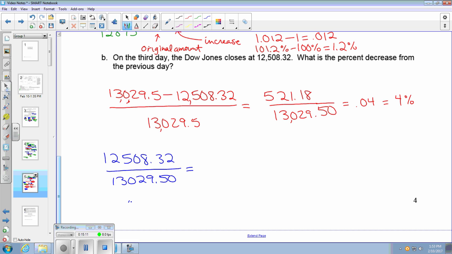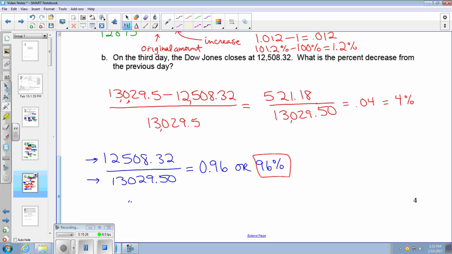So notice we're taking the new amount and dividing it by the old amount. And that's going to give you an answer of 0.96 or 96%. So we're not seeing the 4% we had before. But what that's telling us is that that new amount is 96% of the old amount, which means there's a 4% difference, or in this case, a 4% decrease. So we just need to subtract that from 100%, and we'll get the answer we're looking for.